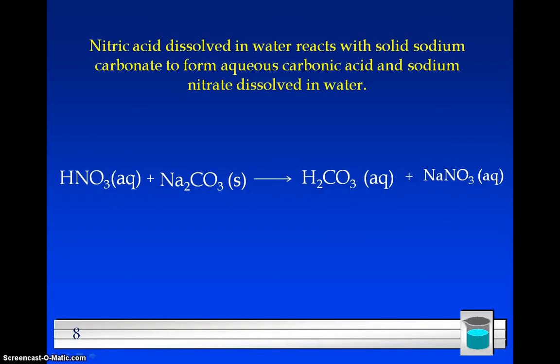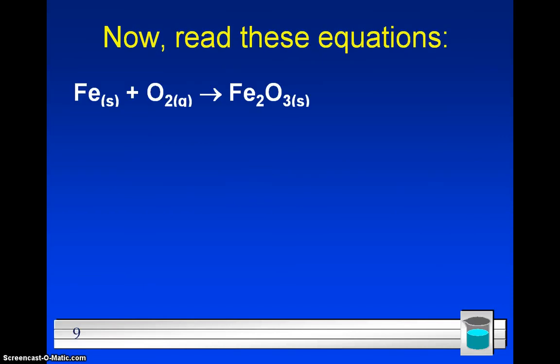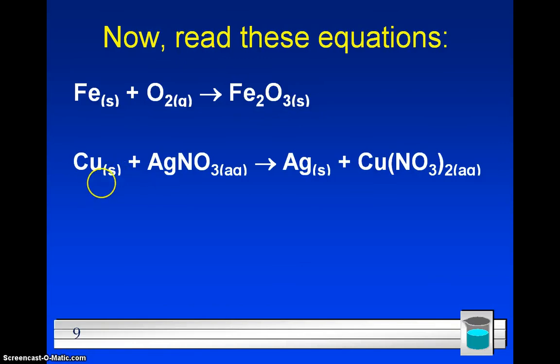Now we can go backwards as well, so we can be given the chemical equation and then we can also describe it using words. So for example, here we would say solid iron reacts with gaseous oxygen to form solid iron 3 oxide. Or we could say here, solid copper reacts with aqueous silver nitrate, or we could say dissolved in water, silver nitrate dissolved in water, to form solid silver and aqueous copper, and that would be copper 2 nitrate.